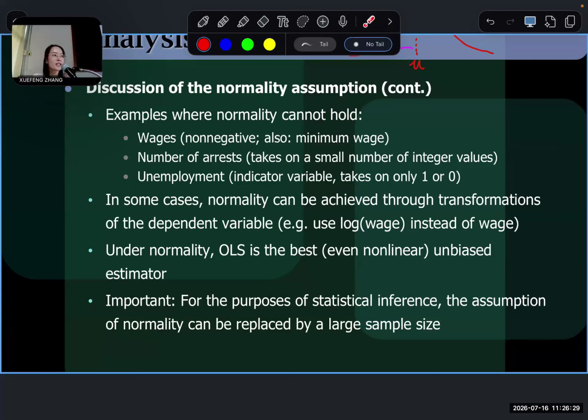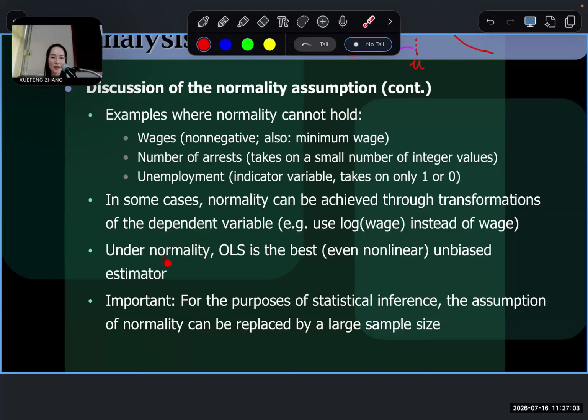How do we do that? You saw the paper. How do they transform the data in order to get the normal distribution? Take the natural log of the variable. So you see, we use log wage instead of wage itself. This is why you see log wage everywhere in this course.